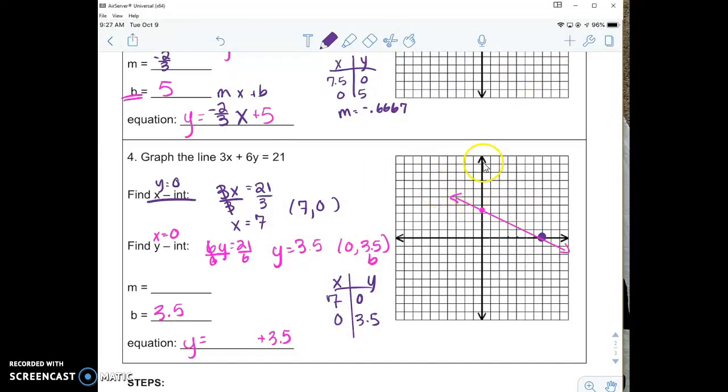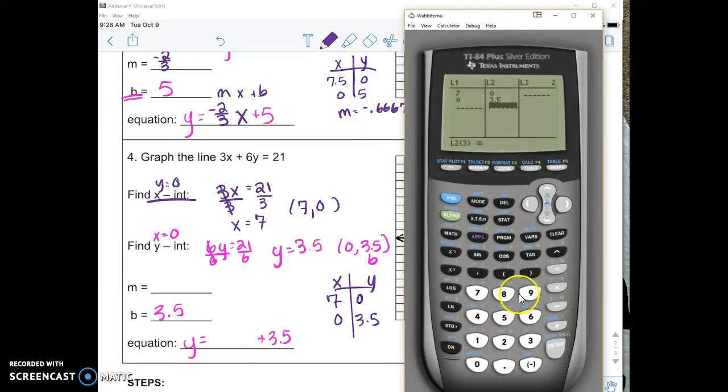Notice, guys, that my line is decreasing from left to right, so I should get a slope that's negative. If I don't get a slope that's negative, I need to go back and check my table. So Stat, Calc, number 4, enter, enter, enter, enter, enter. I get that my slope is negative 0.5, or as a fraction, that would be negative 1 over 2. So my equation is y equals negative 1 over 2 x plus 3.5.